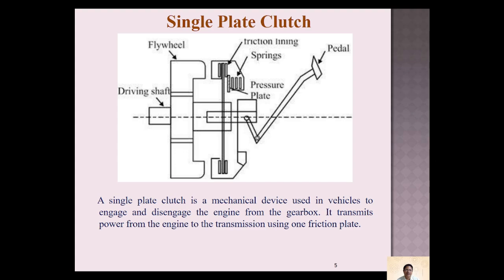A single plate clutch is a mechanical device used in vehicles to engage and disengage the engine from the gearbox. It transmits power from the engine to the transmission using one friction plate. That is why it is called a single plate clutch.